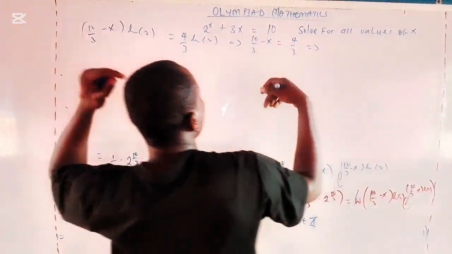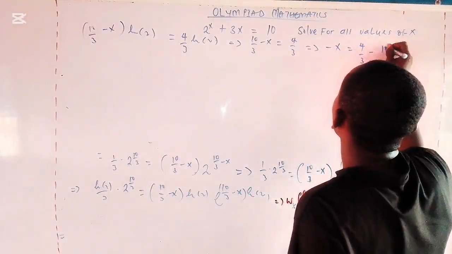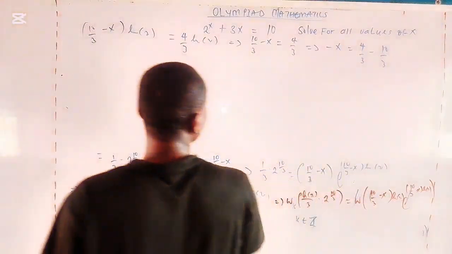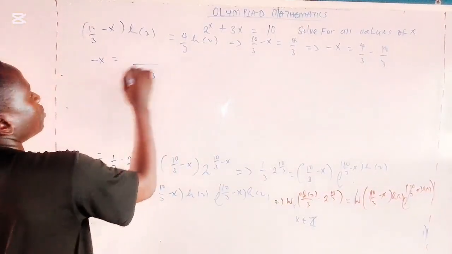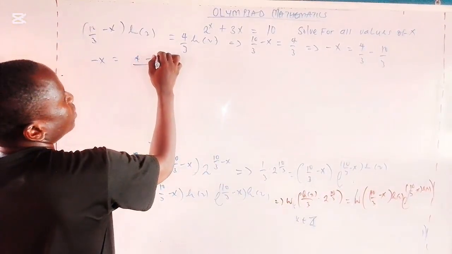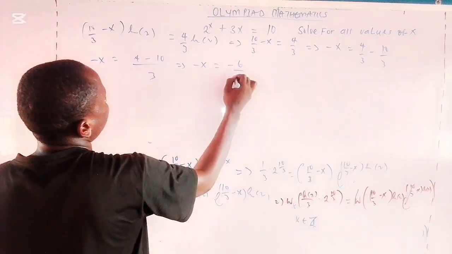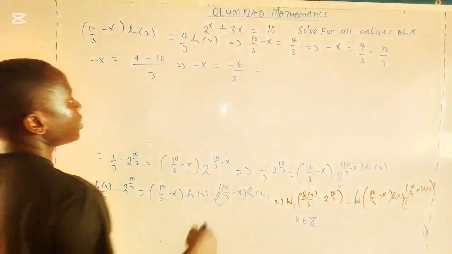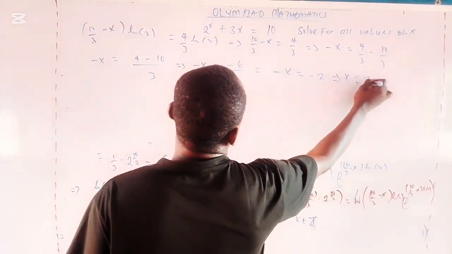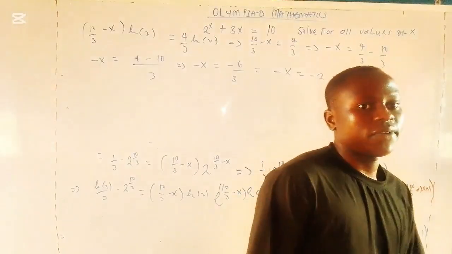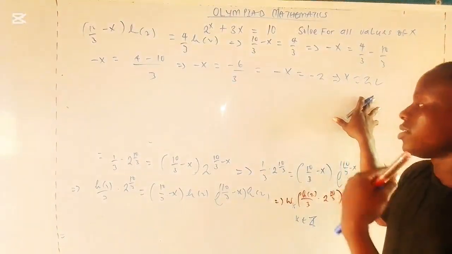Then subtract 10 over 3 from both sides. We have negative x is equal to 4 over 3 minus 10 over 3. So we have negative x is equal to what? The LCM is 3, so we have 4 minus 10. So we have negative x is equal to negative 6 over 3, and negative 6 over 3 will give us negative 2. So we have negative x is equal to negative 2, so x is equal to 2. The only integer value of x is 2. Now you see we got the same answer as the first solution.